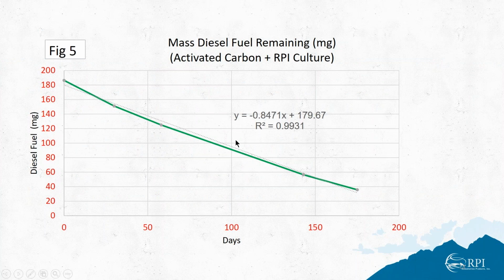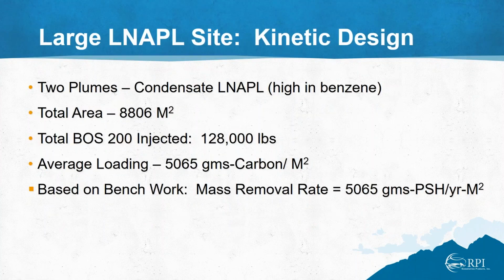And if we take this mass removal rate that we had looked at and normalize that to put it on an annual square foot or square meter rate, it comes out to about 1 gram of free phase per gram carbon per square meter year. So just multiply 1 times that number, and our mass removal rate is 5,065 grams of free phase per meter squared year. That's where the other number came from.